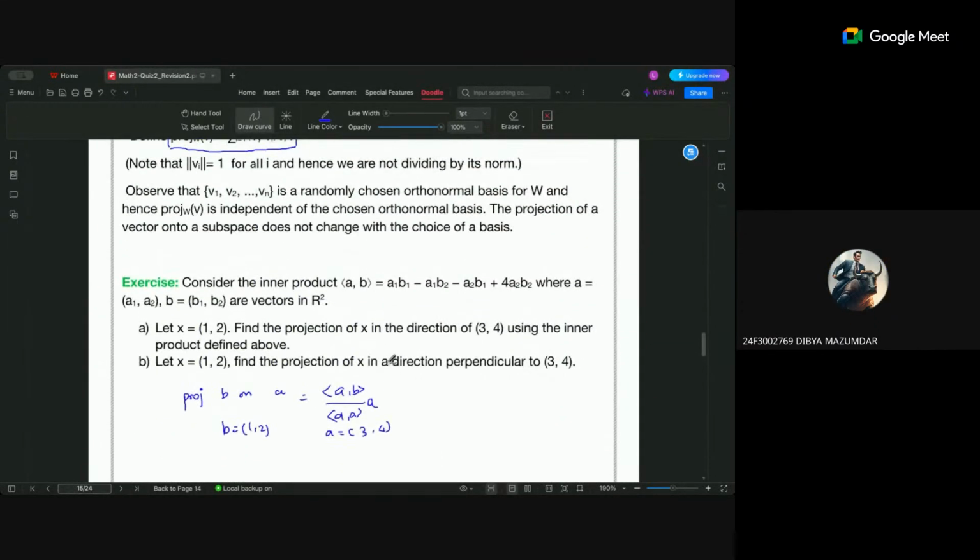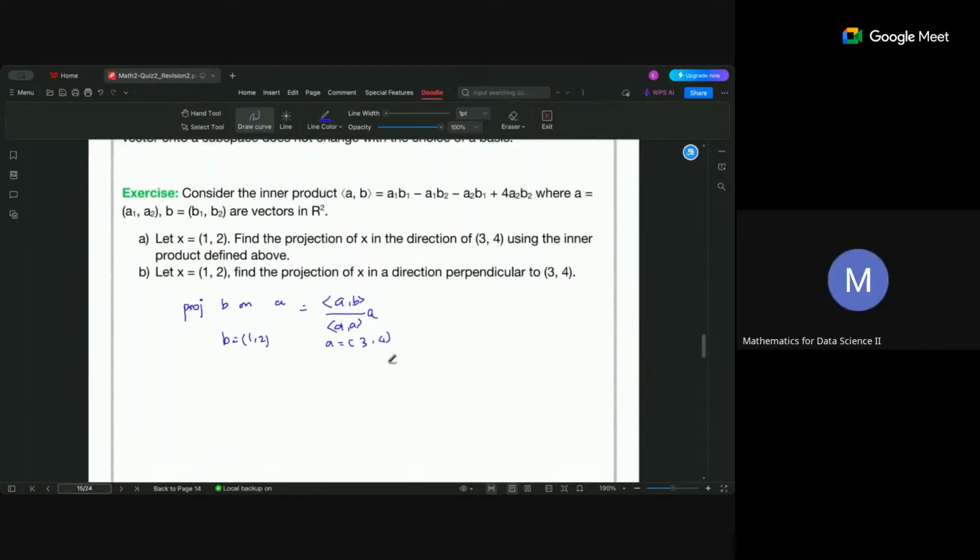Ma'am, second part solution isn't given. Okay, so let x is equal to 1, 2. Find the projection of x in the direction perpendicular to 3, 4. What is the direction perpendicular to 3, 4? It is very simple only. We have to take dot product equal to 0. Inner product. You have to take inner product of (x, y) and (3, 4) equal to 0. Apply this formula and find what is the x, y by solving the equation. That's all.